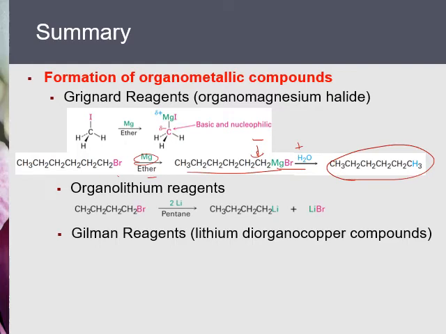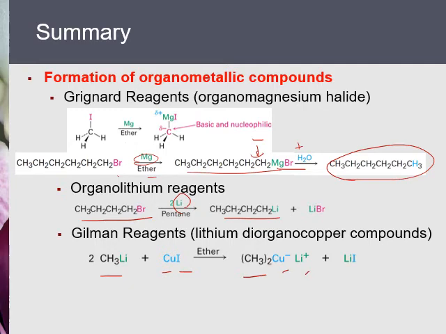When alkyl halide is combined with lithium metal, an organolithium reagent is formed. When organolithium reacts with copper iodide, dimethyl copper lithium is formed, and this is called Gilman reagent. Gilman reagent can undergo coupling reaction.